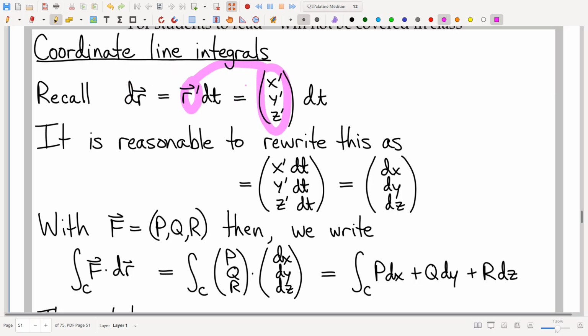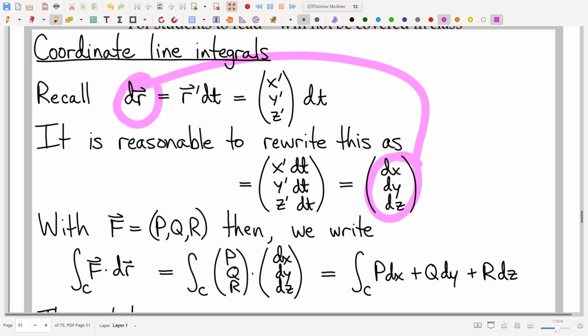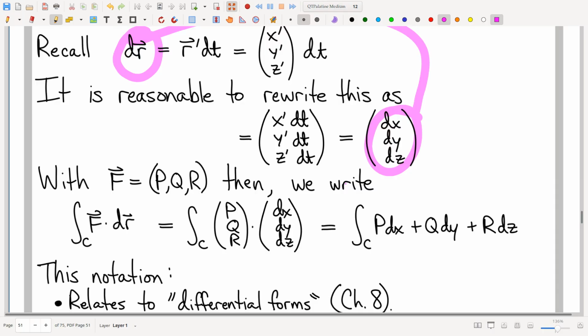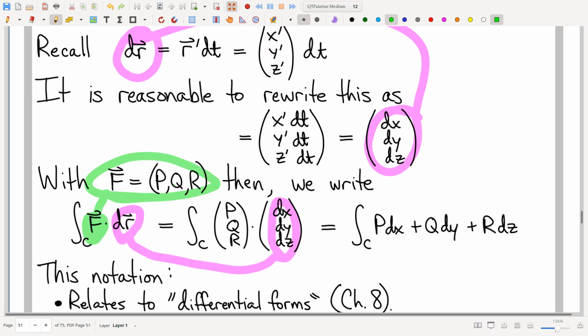Write this out in coordinates. Nothing happened there. Distribute the dt. Whatever. And then it seems pretty natural to name, for example, x prime dt dx, and likewise dy and dz. So the nice punchline is this gives us an alternative notation for our dr vector, what I will call a coordinate notation for our dr vector. So, okay, let's write that down. And then keeping in mind that our vector field, whatever that is, is going to have coordinates. And by the way, for right or wrong, good or bad, it's fairly common to write those coordinates as P, Q, and R.